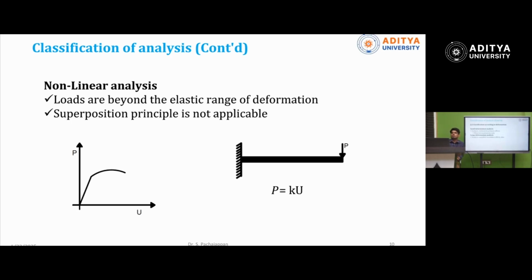Now coming to the classification of analysis based on the deformation. Here two categories are there. One is small deformation analysis. Another one is large deformation analysis. In small deformation analysis, I'm going to consider only the preliminary effect. What would be the preliminary effect? I have a beam, load is applied, it started deflecting. So that is the preliminary effect. So material nonlinearity only I'm going to consider. If it is a large deformation, then I have to consider P-delta analysis.